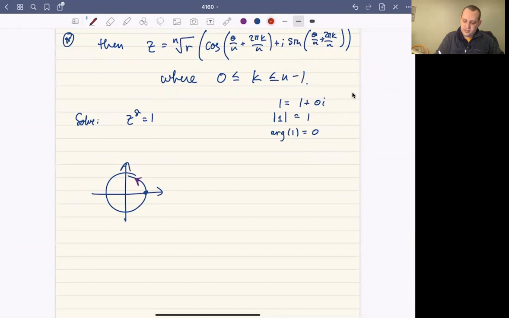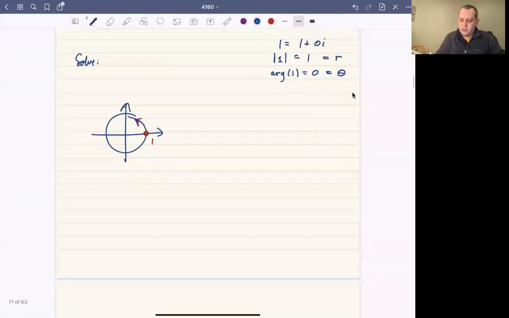So if you're thinking about this number 1, it's going to be distance 1 from the origin, and the angle that it makes with the x-axis is theta equals 0, so 0 radians. So theta is 0, and r is 1. And so that tells you that your nth roots of unity are going to have a nice formula. Let's do this first for the eighth roots of unity.